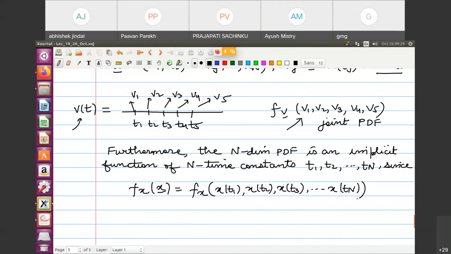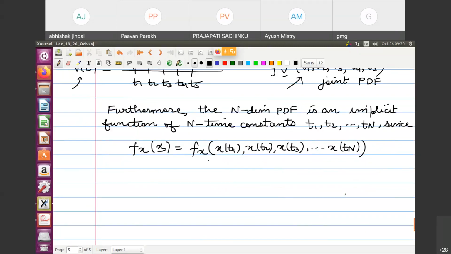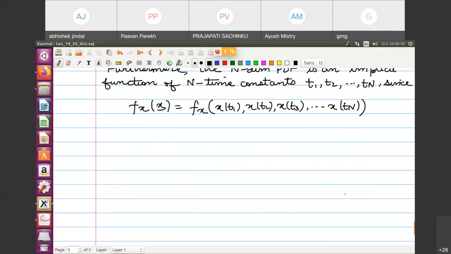Even if n is tending to infinity, this will be an implicit function of these capital N points, because we have seen that at t1 there can be a different mean and variance, and at t2 there can be a different mean and variance. Suppose this PDF comes out in terms of the means and variances of these capital N random variables, so it implicitly is a function of the times at which these are calculated. Now we have two bifurcations: is it a continuous random process or a discrete random process.